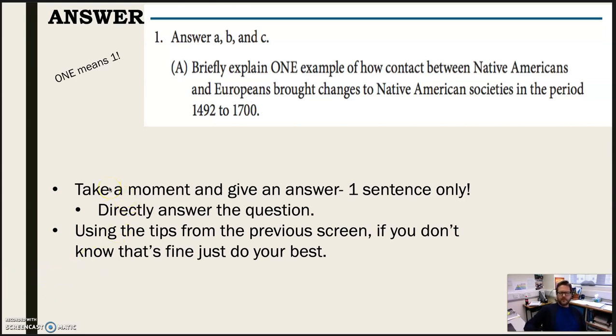All right, so right now what I want you to do is take a moment and write down an answer, right? You don't have to do the full ACE, just answer the question, one sentence only, directly answer the question using the tips from the previous screen. If you don't know, that's fine, just do your best, just take a guess. I'll give you a second here to do that. Or pause, actually, pause it.